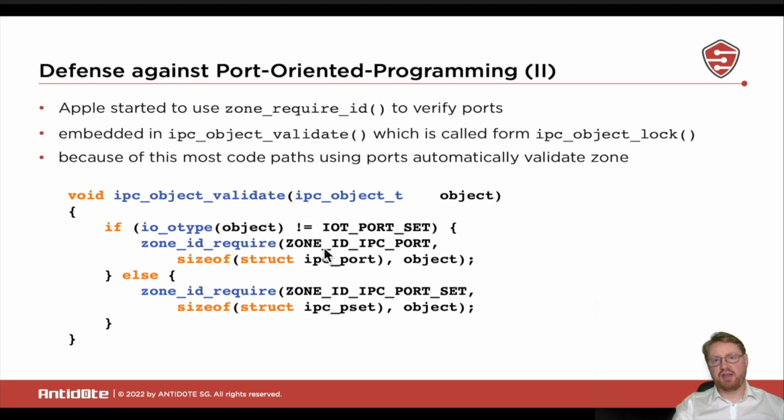Because if this is not allocated in the right zone, then it is for sure an attack and a malicious port. And by putting this into this function, it is used by something like ipc object lock, which is also aliased as io lock. These functions are used everywhere, so most code paths that somehow use ports in this way will automatically be protected, because they will sooner or later always try to lock this thing, and so they will always be automatically protected against this kind of attack.